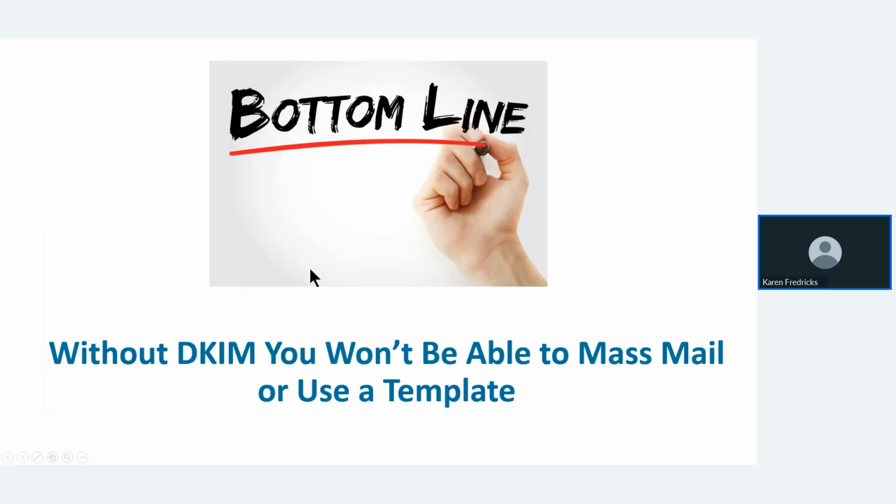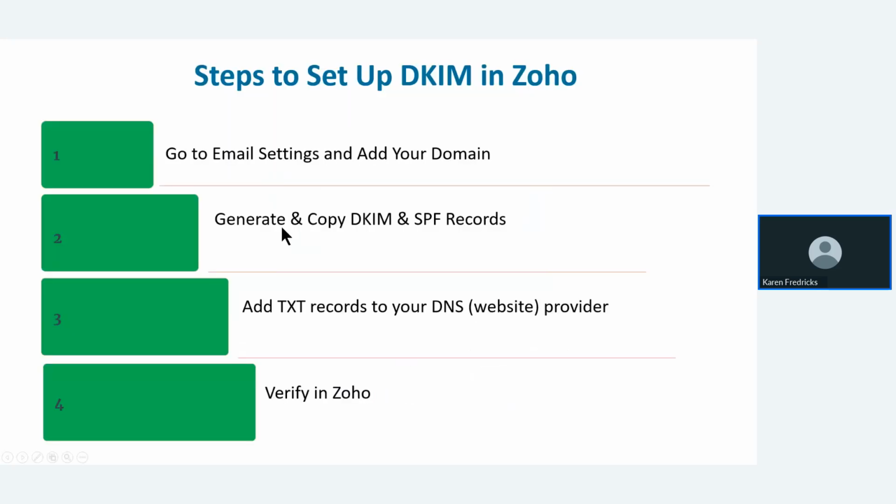So the bottom line is, without DKIM, you won't be able to mass email or use a template. So the steps to set up DKIM in Zoho: you're going to go to your email settings, you're going to add your domain, you're going to generate and copy what we call a DKIM and an SPF records. There's literally little copy buttons. Then you go to your DNS, which is usually your website provider, and you ask them to add a text record. And then you verify this all in Zoho.